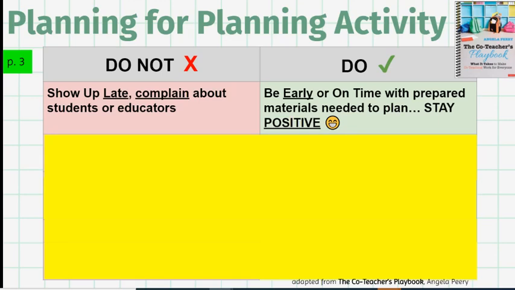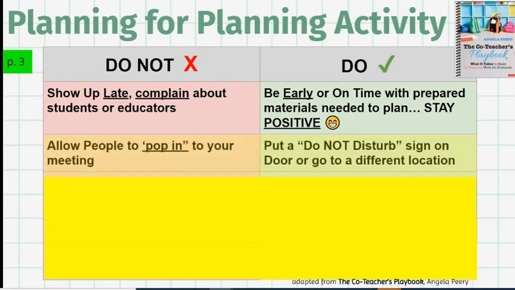So let's look now at the responses, the do's and the don'ts. Don't allow people to pop in. You might have said something very similar to that. We complain that our number one barrier to successfully implementing co-teaching is time, so we can't allow people to pop in during your meeting. That is precious time. Safeguard it. Put a do not disturb sign on the door, go to a different location, make sure that people know that this is the time and that you're already being there early, you're already staying positive. Now let's safeguard the time.